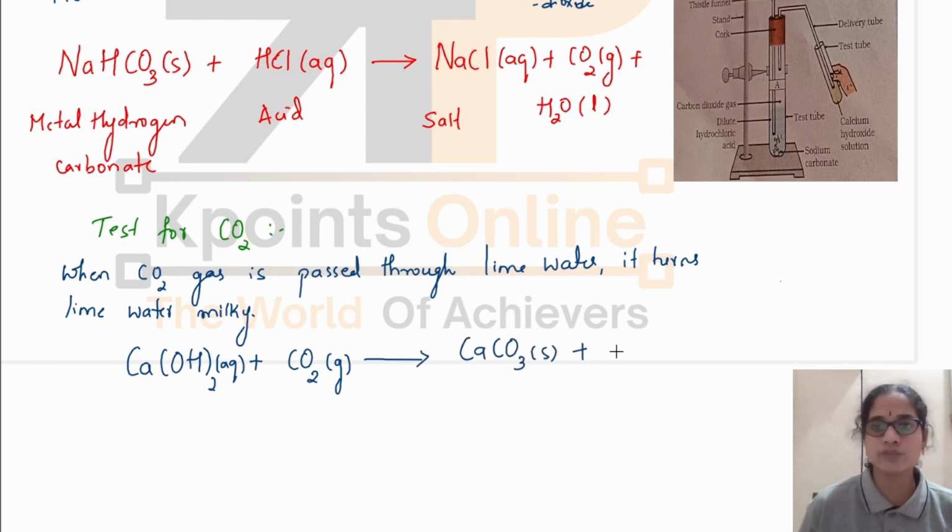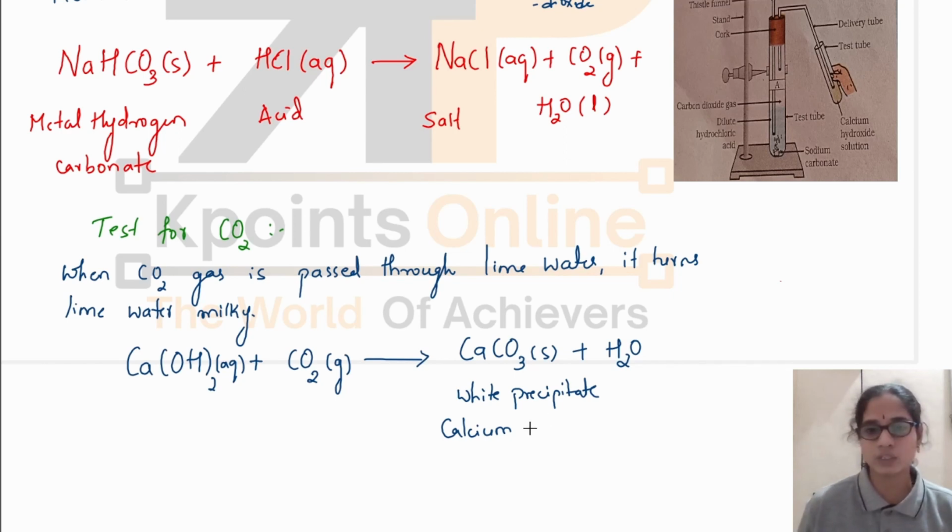It is not soluble in water, because of which it turns the lime water milky. It is a white precipitate. This is calcium carbonate. Because of the formation of this calcium carbonate only, it turns the lime water milky. Okay. This is the test for carbon dioxide gas.